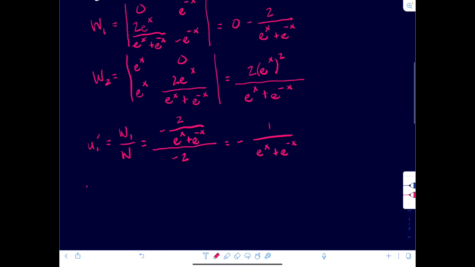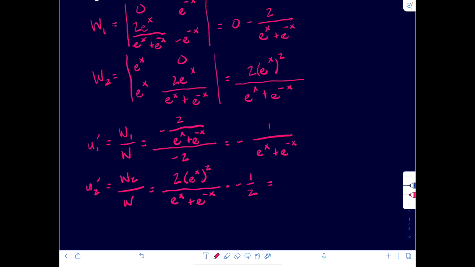And then u2 prime will be W2 over W, which is 2e to the x squared over e to the x plus e to the negative x. And then I'm just going to say times negative 1/2. And so that's going to be negative e to the x squared over e to the x plus e to the negative x.